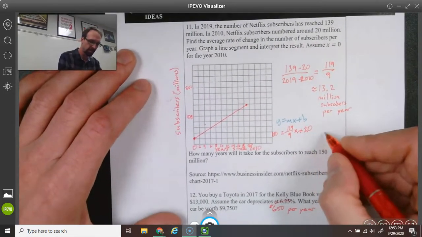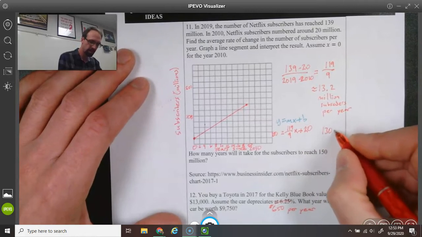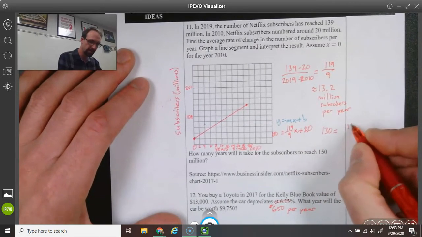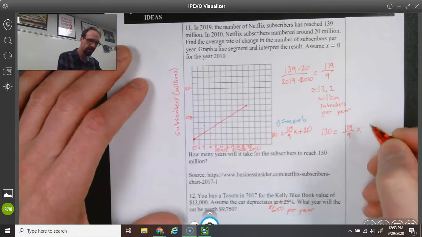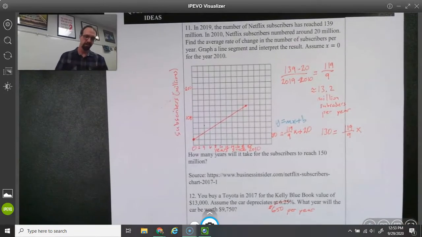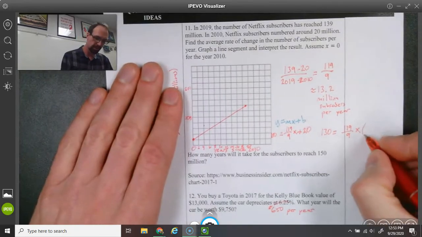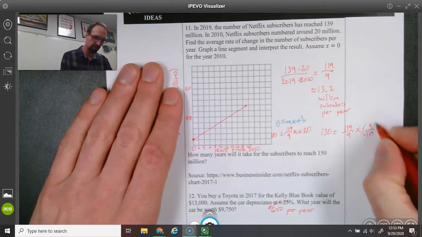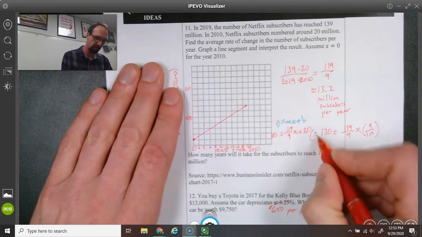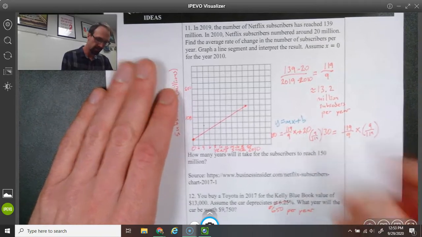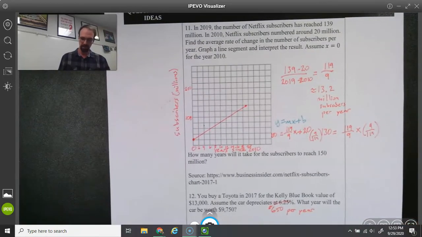Subtract 20 from both sides, and you get 130 equals 119 over 9x. Multiply both sides by the reciprocal. Remember, the reciprocal is just, if you flip the numerator and the denominator, so multiply both sides by 9 over 119. So 130 times 9 divided by 119.